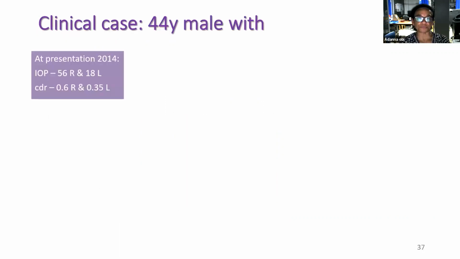Now, what I want you to do is think, okay? So we've talked about primary and open angle glaucomas, different things, whether they have glaucoma at all, whether they have OHT. So you've got a patient presenting to you, 44-year-old male, who has a pressure of 56 in the right eye and 18 in the left. Cup-disc ratio is 0.6 on the right, 0.35 on the left. Now, what kind of glaucoma do you think it is? Do you think they have glaucoma, or do you think they have OHT?